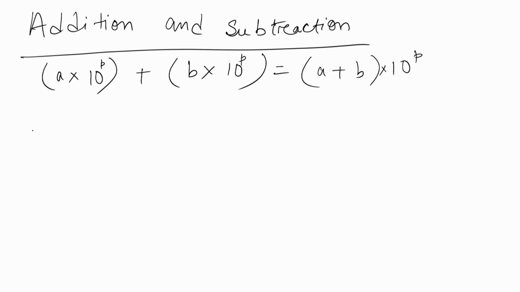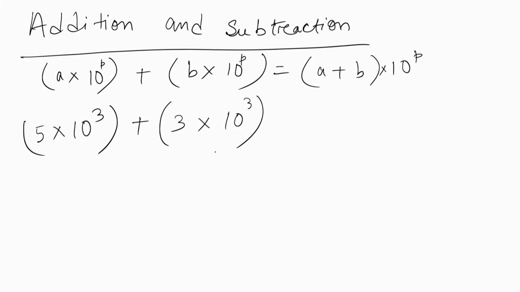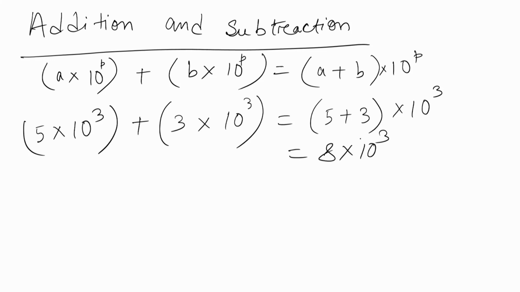So let's say we have 5 into 10 to the power 3 plus 3 into 10 to the power 3. So we will write this as 5 plus 3 into 10 to the power 3. So this is 8 into 10 to the power 3.